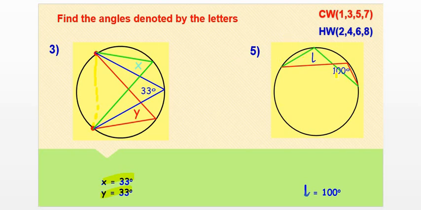Here L and 100, both of them are standing on this major arc. That's why we have an obtuse angle, they will be equal to each other because they are in the same segment. Look at this, they are on the same side of the circle, right? So they will be equal to each other and their value will be 100 degrees.